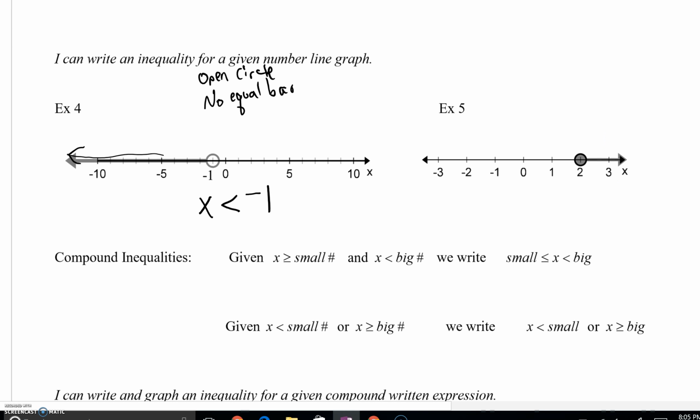Looking at number 5, when we have a closed circle, that means, of course, we're going to have an equal bar. That means we're allowed to equal the 2 here. We're going to say x. And you can see that we're shading towards the right. We're going to make our arrow point towards the right. We'll put a little bar underneath that and plain and simply say x is greater than or equal to 2.